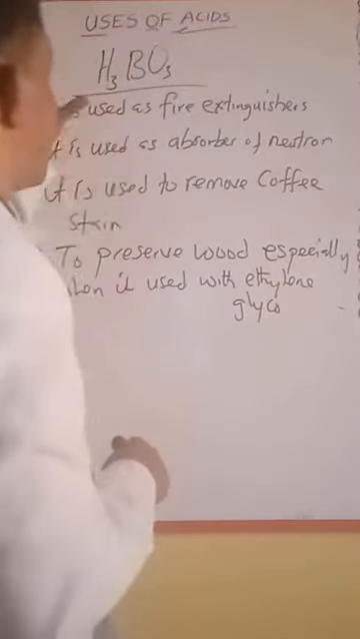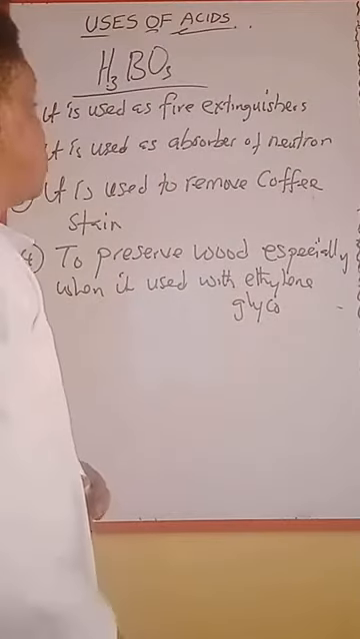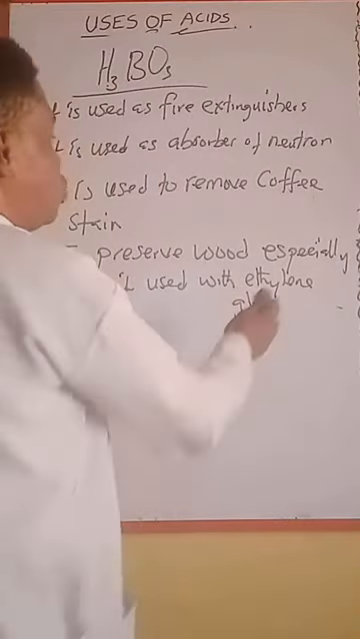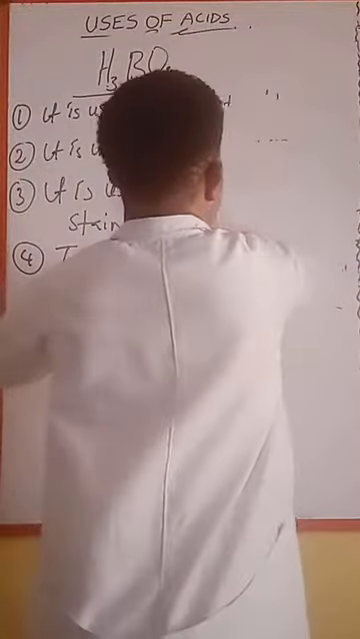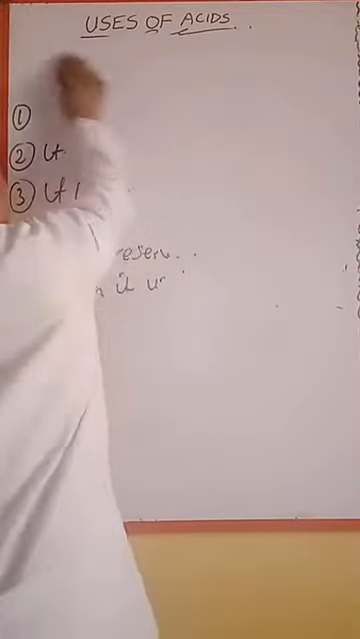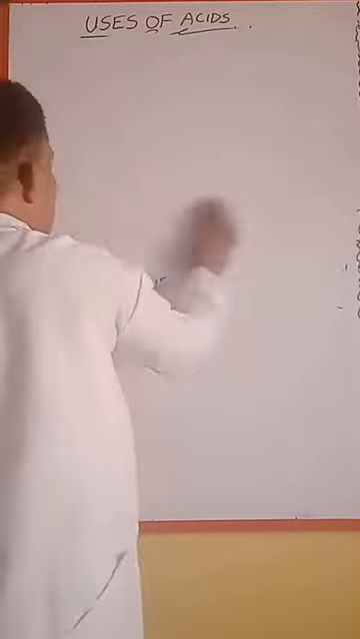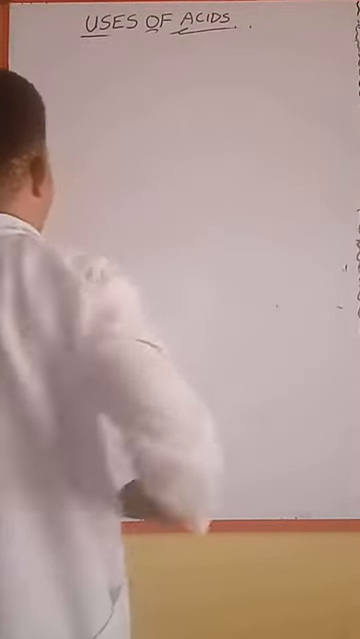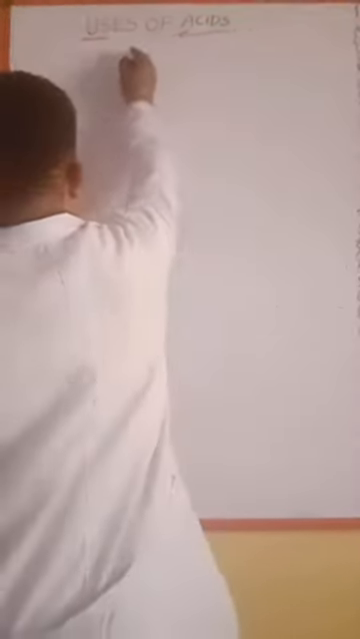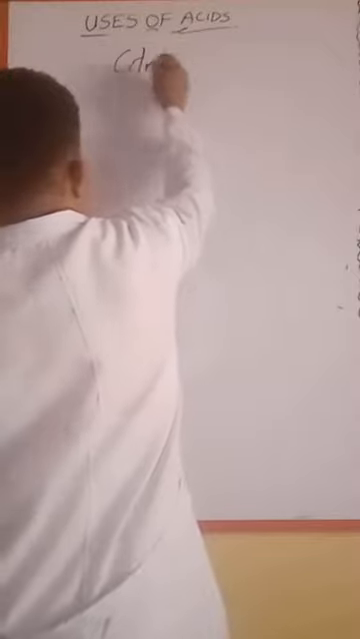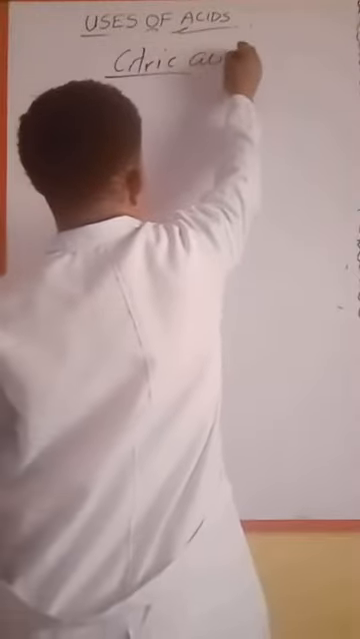Now, these are the uses of the inorganic acids. Now, let's look at the uses of the organic acids. Don't have the time, so let's rush through them. Number one, let's look at citric acid. Citric acid is an organic acid.